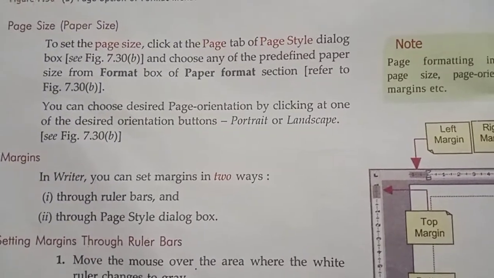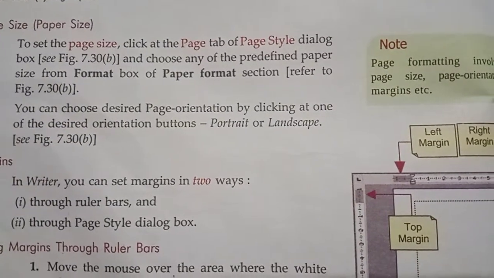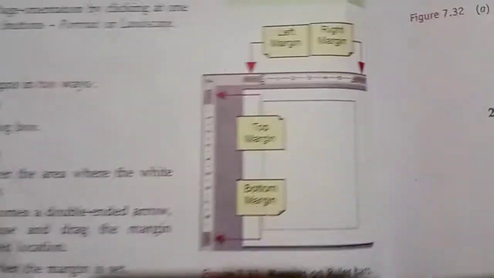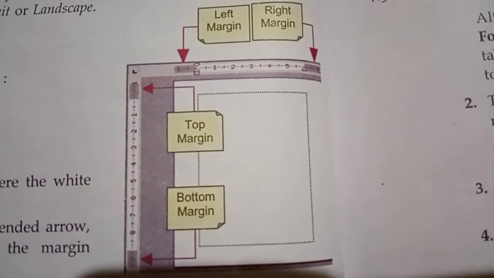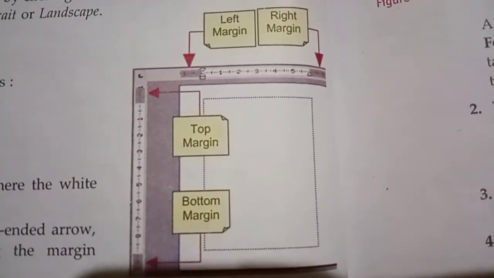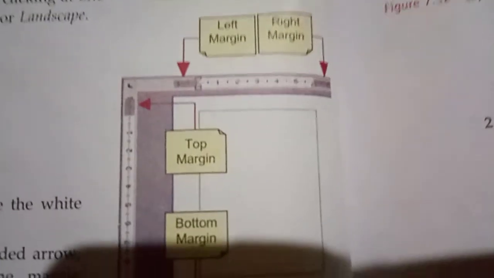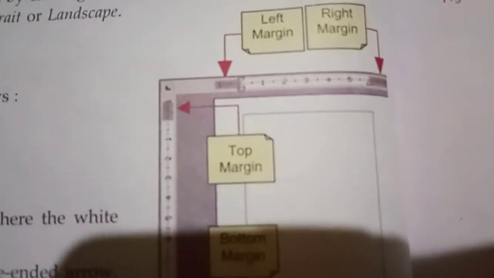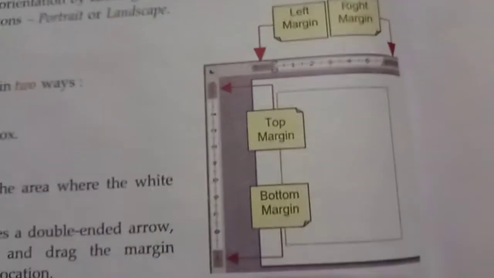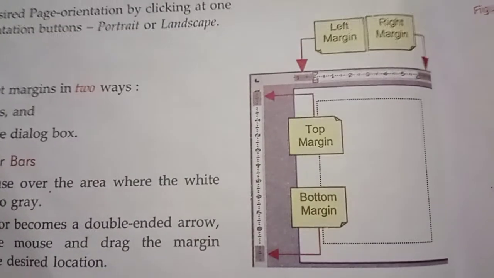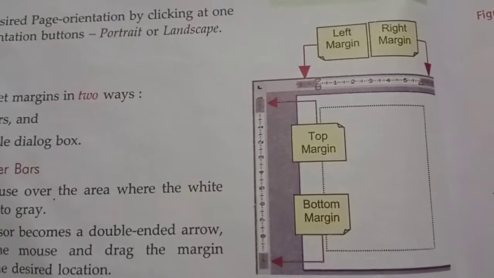Then margin. You can set the margin in two ways. First, the ruler. What do you mean by ruler? Look at the ruler, I already explained in the first class. You can see the vertical scale and the horizontal scale. For left margin and right margin you can use the horizontal scale above, adjusting it for left and right margin. For top and bottom margin you can use the vertical ruler. You can adjust the rulers by dragging with the mouse.